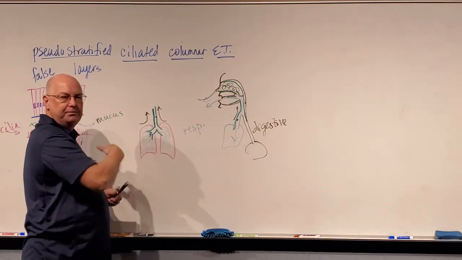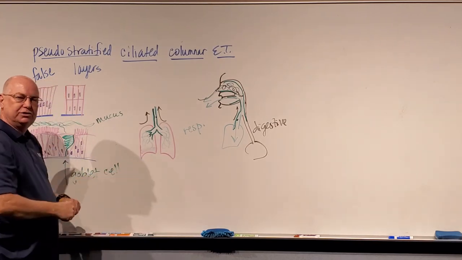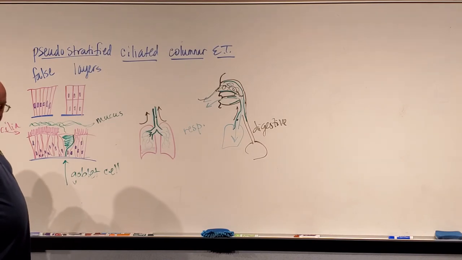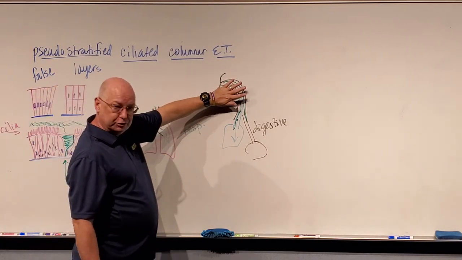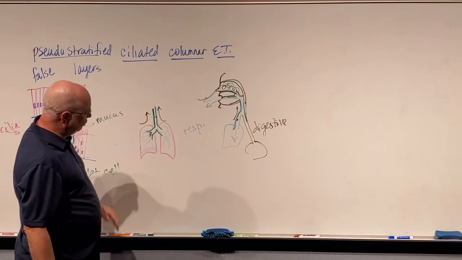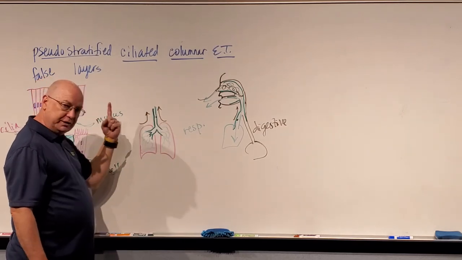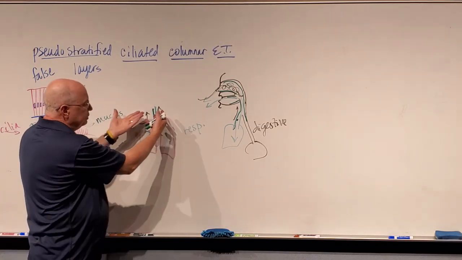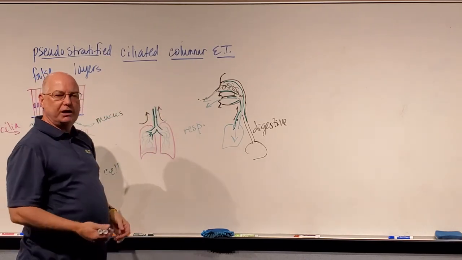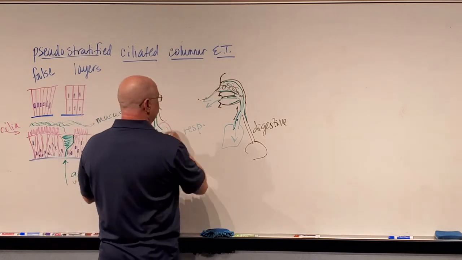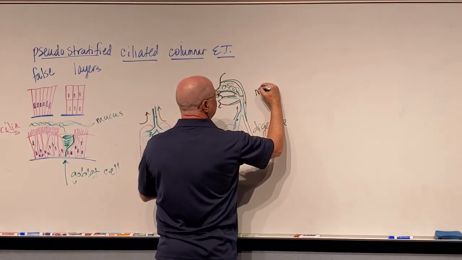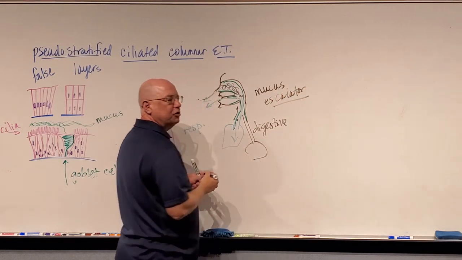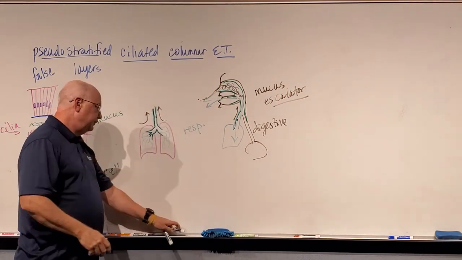That's getting the debris back out so it does not clog up your lungs and cause emphysema. So that's where we find pseudostratified ciliated columnar epithelium. It lines the upper respiratory tract and parts of the respiratory tree. It secretes mucus, but its main function is protection by moving the mucus up so that we can get the trash out. And they call that movement of the mucus upwards the mucus escalator, or some books call it the mucus elevator, but it's the same difference.